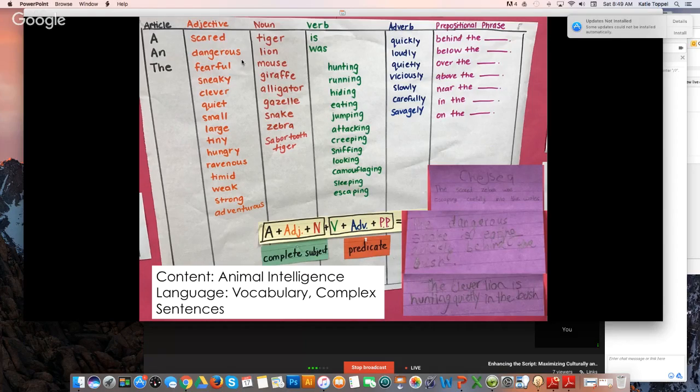So this time they had to use the sentence patterning chart to create a sentence, and then their peers had to decide if they were describing a predator or a prey. So Chelsea wrote, the scared zebra was escaping carefully into the water. Was that a predator or a prey? The dangerous snake is eating quickly behind the bush. Is that a predator or prey? The clever lion is hunting quietly in the bush. Is that a predator or prey? And all the classmates had to then say why, and they had to defend why it was predator or why it was prey, what words the author had used that helped them make that decision.